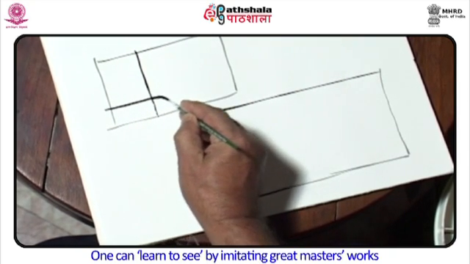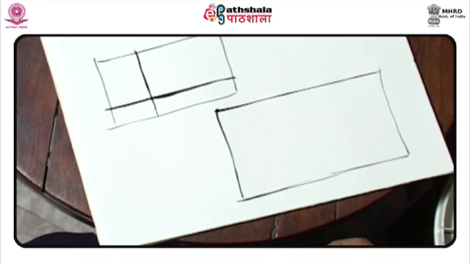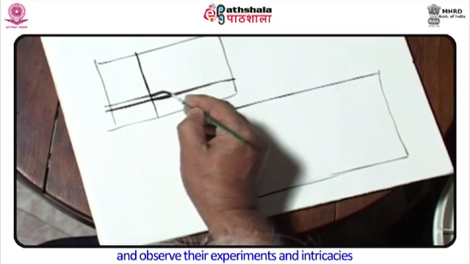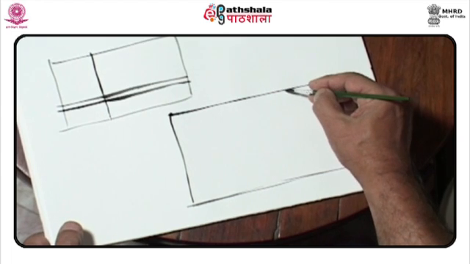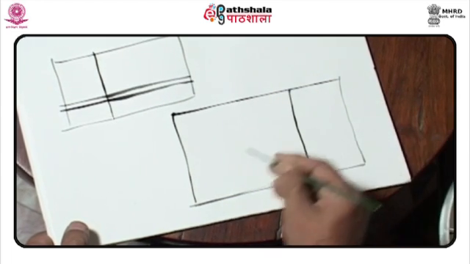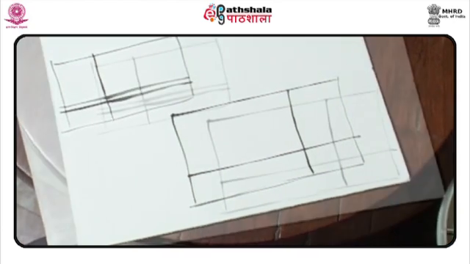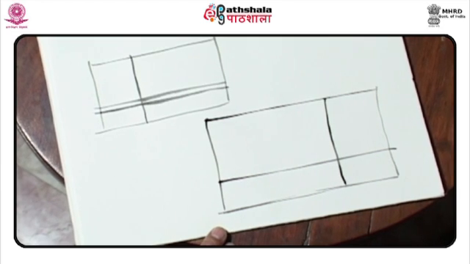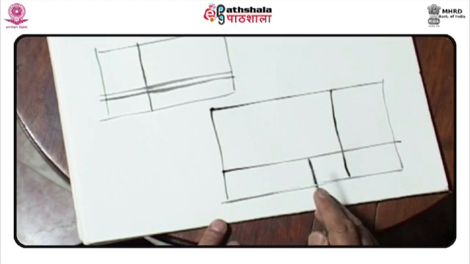One can learn to see by imitating great masters' works and observing their experiments and intricacies. One needs to learn and study how one can represent reality without bringing out the details. Division of space visually is also a part of learning to see.